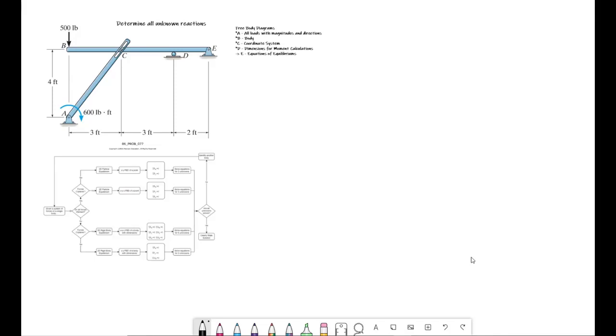All right, good morning. Let's take a look at one of my favorite problems. This is problem 77 from chapter 6. It is a frame. We know that because there are some multi-force members.